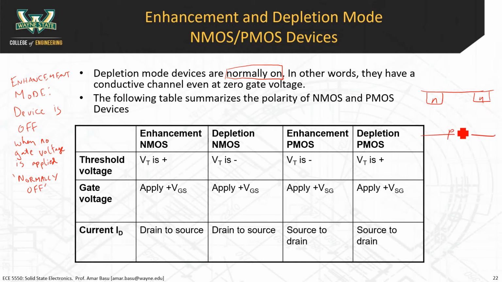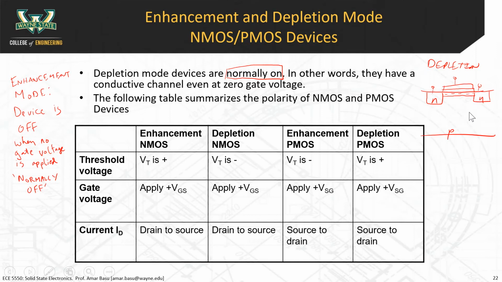It's a P-type substrate. You have your gate and your metal here. So a depletion mode device will actually have a conductive channel, even when there's no gate voltage applied to it. Now you might be wondering how you can create a conductive channel when you don't even apply gate voltage to it.